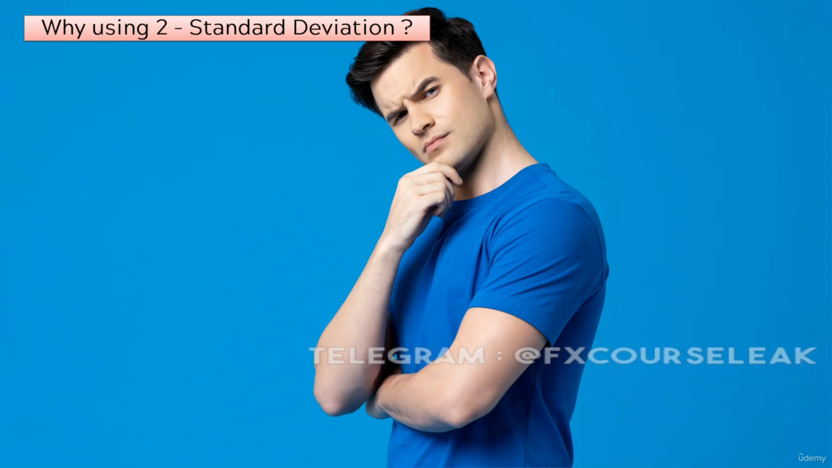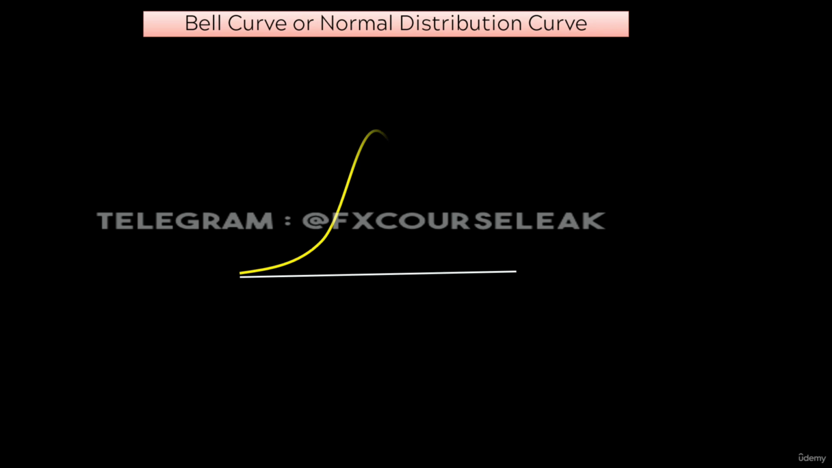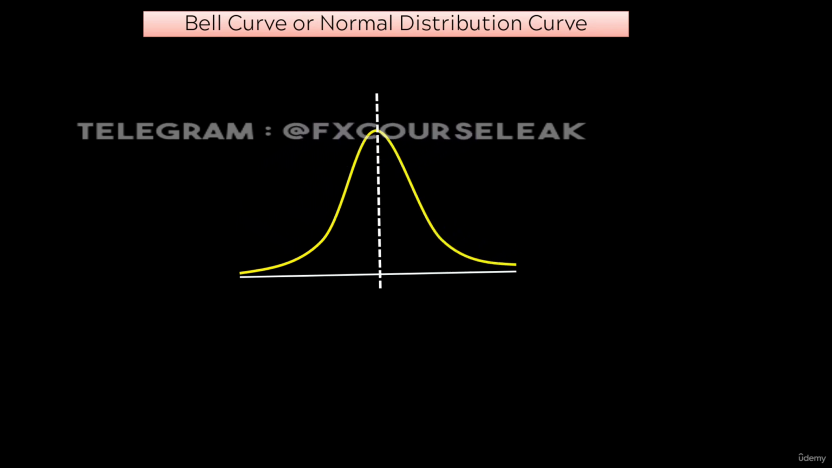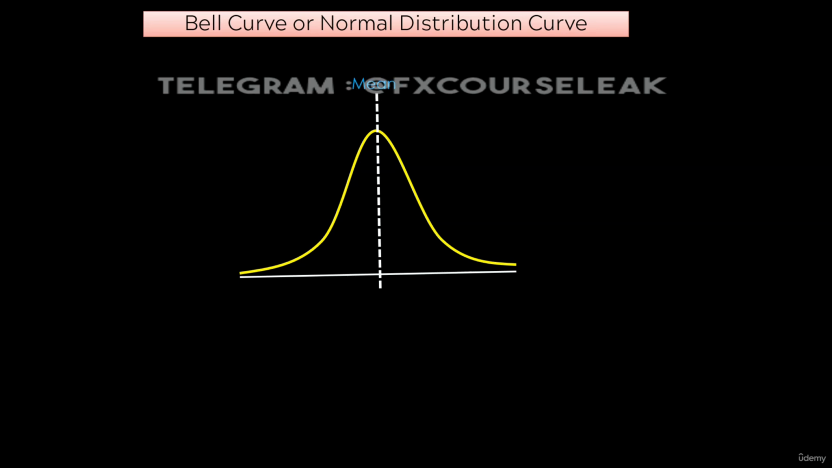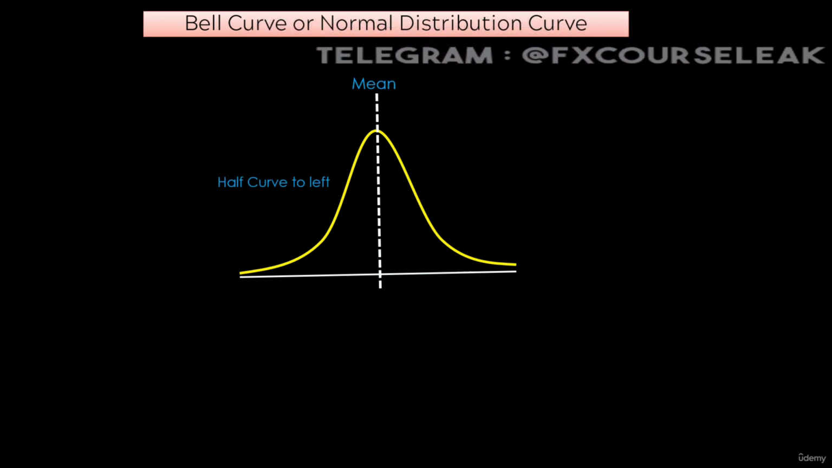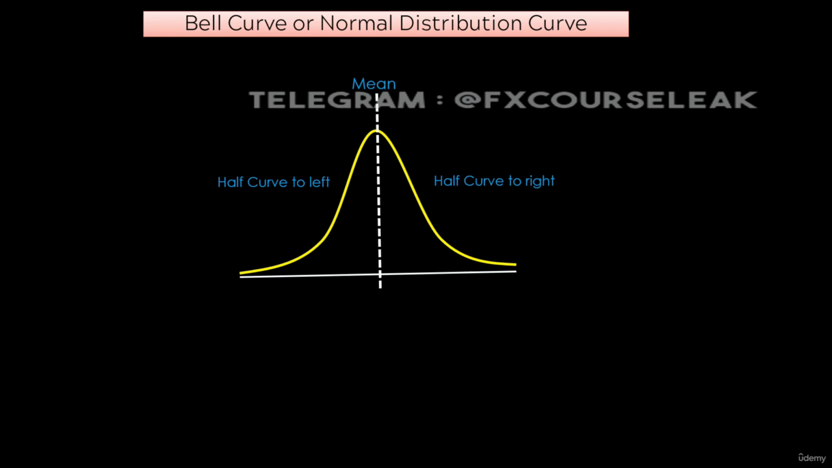So the best way to understand this is by way of a bell curve, which is in fact a symmetrical curve around the mean or average of all the data points being measured. So as you can see, a bell curve simply looks like this. Please note the width of a bell curve is determined by the standard deviation.